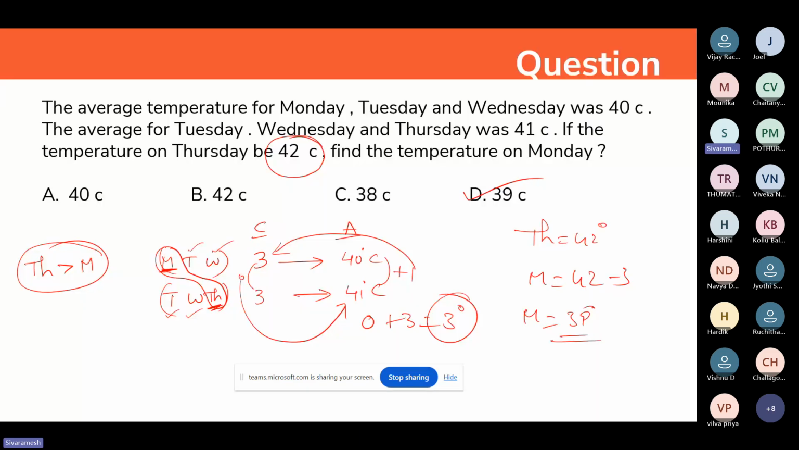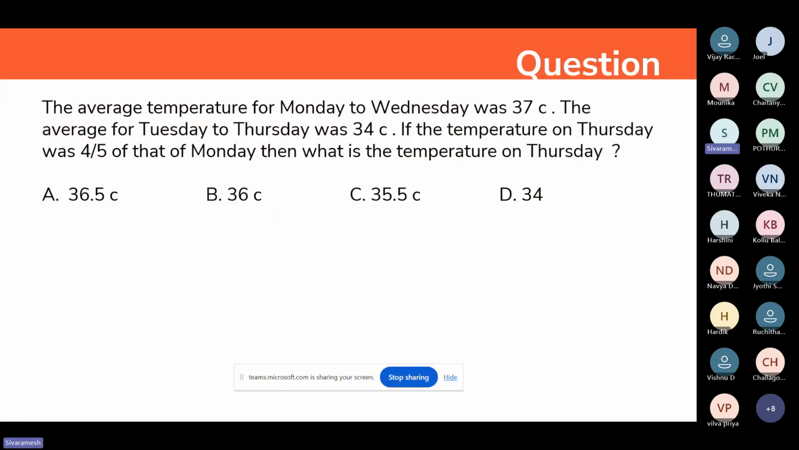Yes, even I can see answers in the chat box. Mostly everybody posted, everyone posted already 39 degrees as the answer. Okay, almost a similar question, even this one also. Just only one particular condition changed. Can you all try this question? You can take it as a challenge. You just see yourself whether you can solve this question in a minute or not.